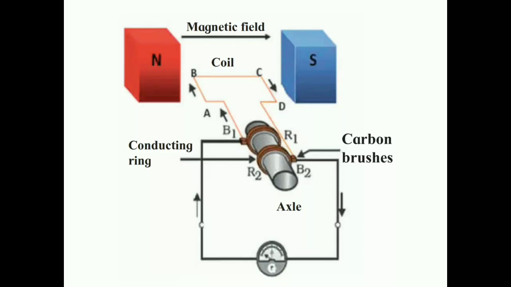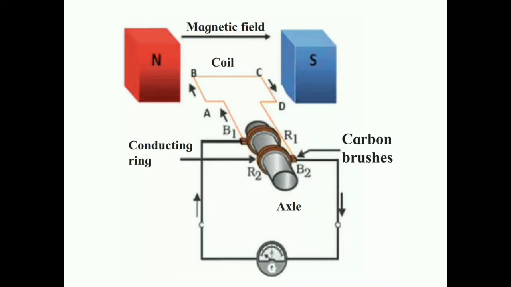According to Fleming's right-hand rule, electric current is produced in the branches AB and CD in the direction A to B and C to D. Thus, the current flows in the direction A to B to C to D. In the external circuit, the current flows from B2 to B1 through the galvanometer. If instead of one loop coil, a coil consisting of several turns is used, a current of magnitude several times larger flows. After half rotation, the branch AB takes the place of branch CD and the branch CD takes the position of the branch AB.